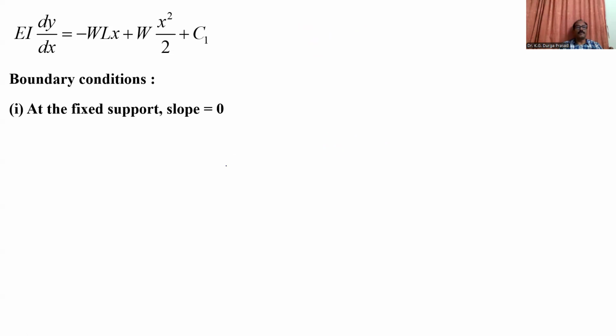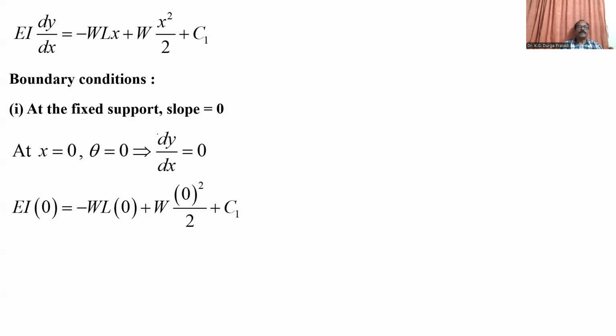See this. Boundary condition at the fixed support: slope equal to 0. That means at x equal to 0, theta equal to 0. Theta means slope. Slope means dy by dx, that equals 0, right? Now, you substitute this boundary condition, you will get C1 equal to 0. Already explained this one, C1 equal to 0, right?